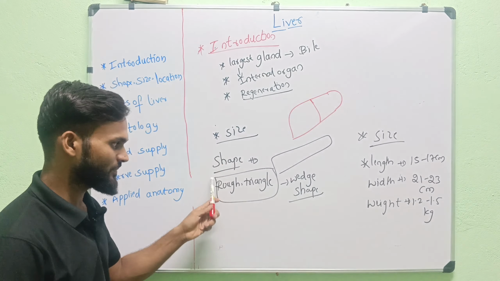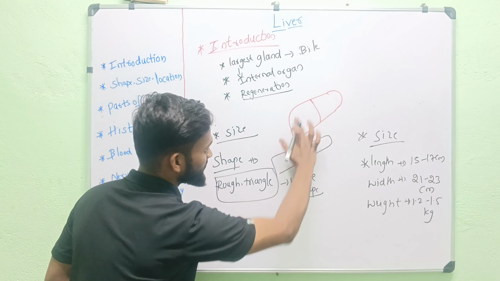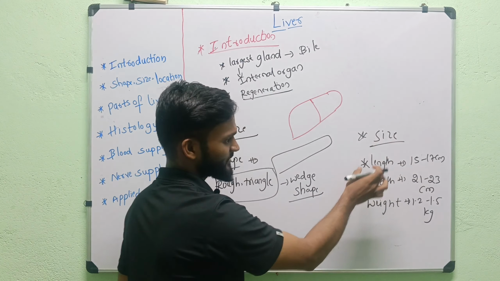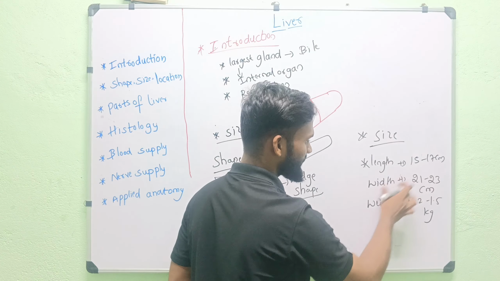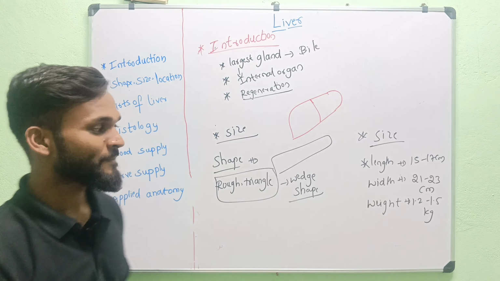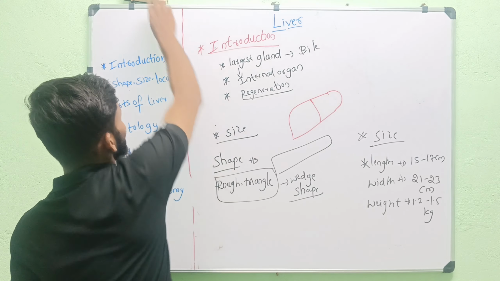We discussed about the shape. The shape of liver is roughly triangle in shape. Also this shape is known as wedge shape, and the size of your liver is, the length is 15 to 17 centimeter, width is 21 to 23 centimeter, and the weight is 1.2 to 1.5 kg. It is all about the size and shape of your liver.